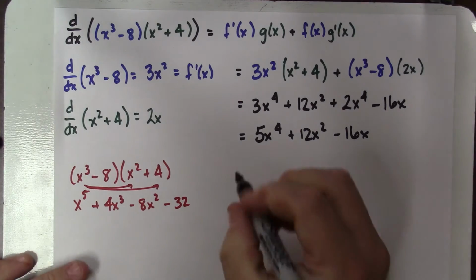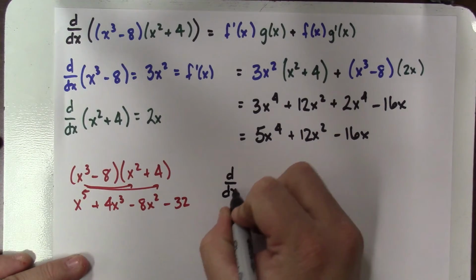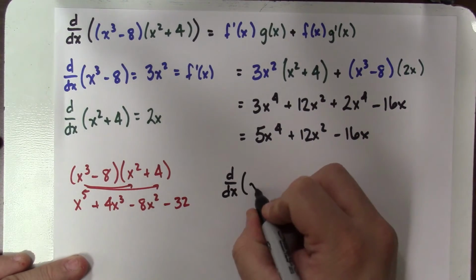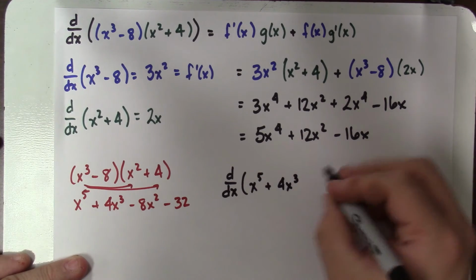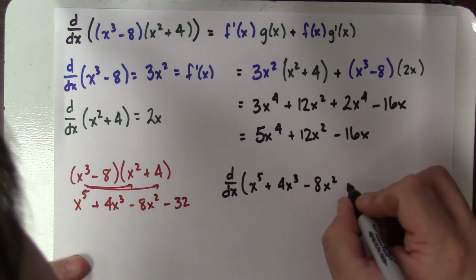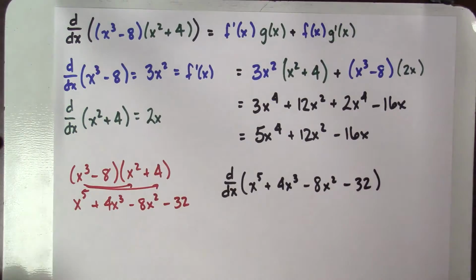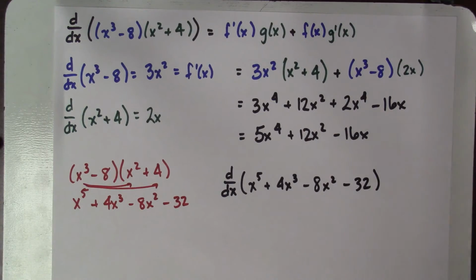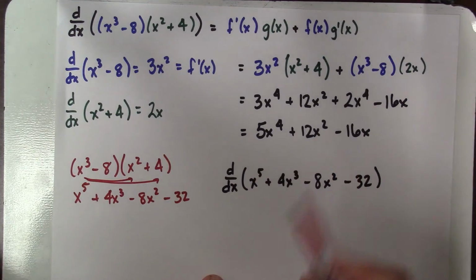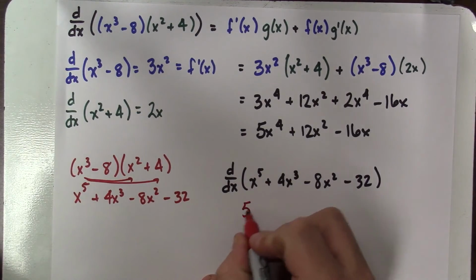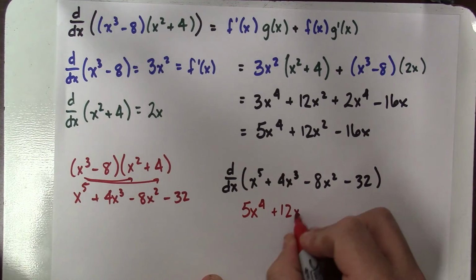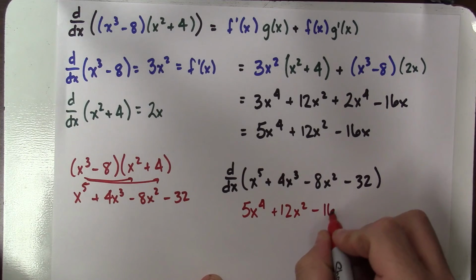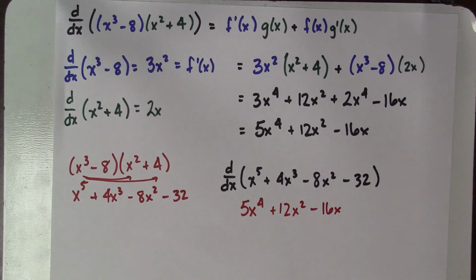So if I ask, what's the derivative of x to the 5th plus 4x cubed minus 8x squared minus 32? My claim is that this and what we just found are exactly the same. Well, let's see. Using our handy dandy rules before, this is 5x to the 4th, so far so good, plus 12x squared minus 16x. Those are in fact the same.